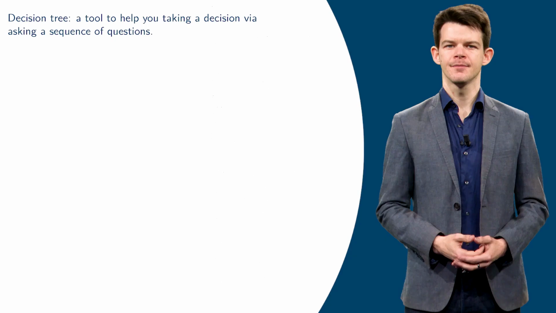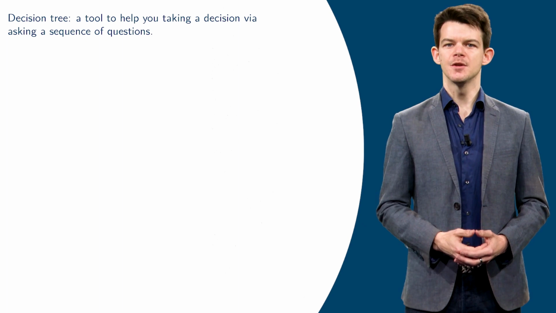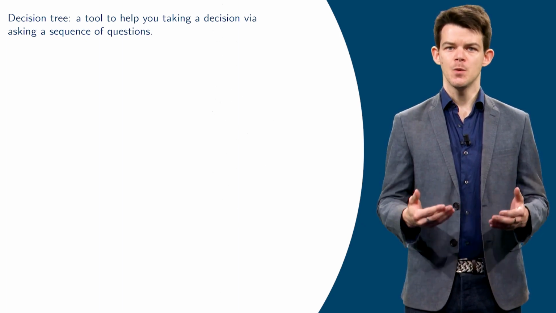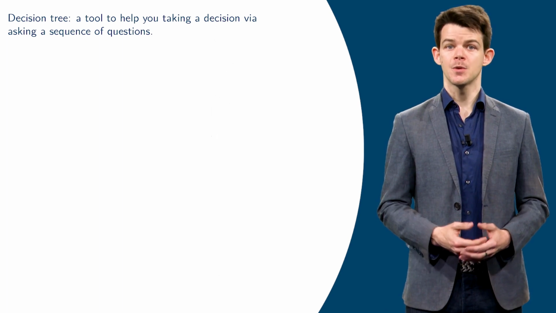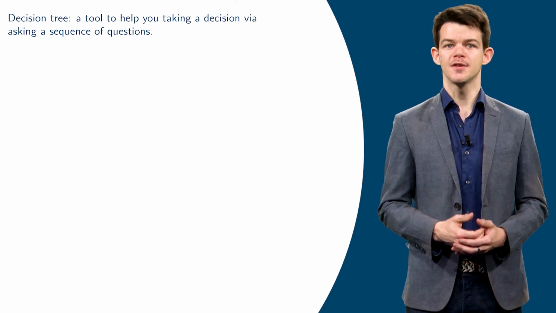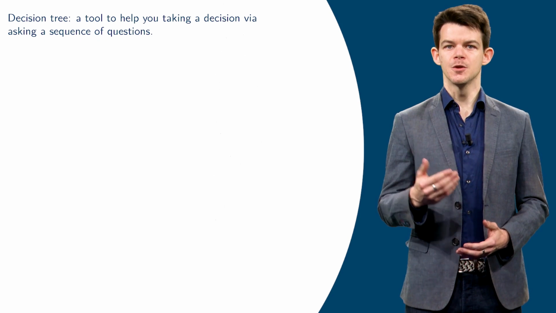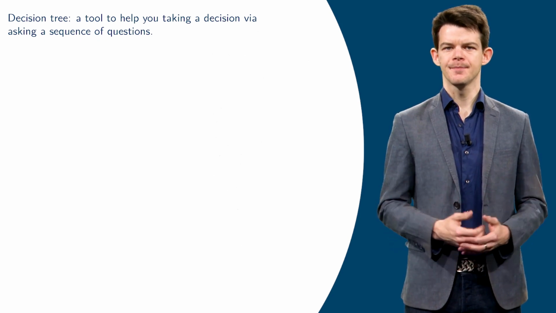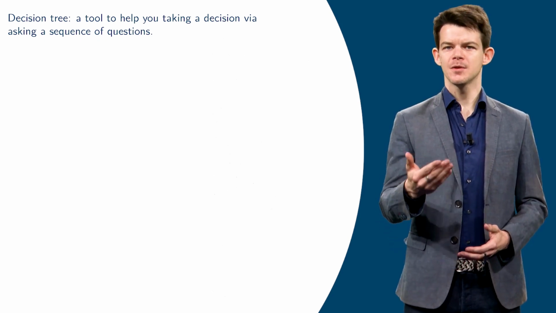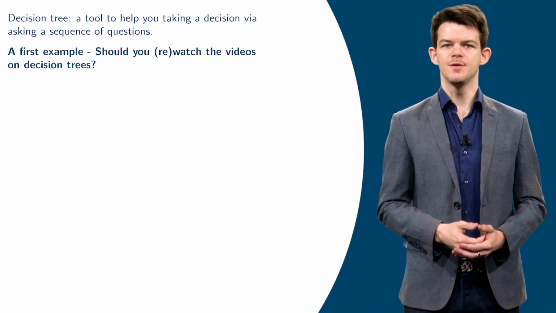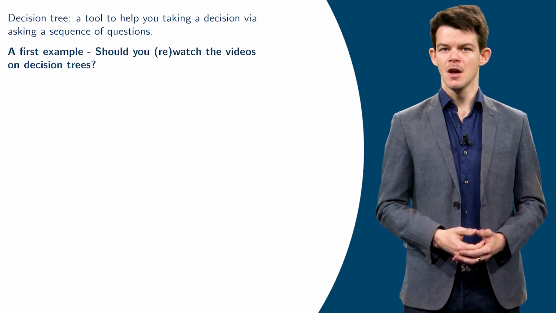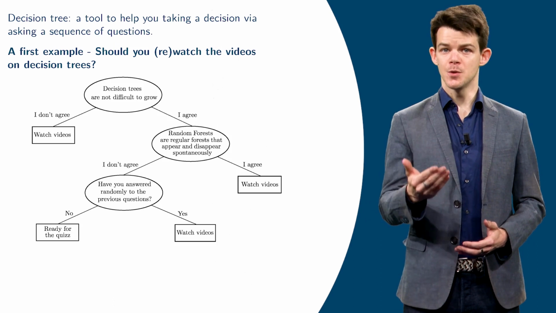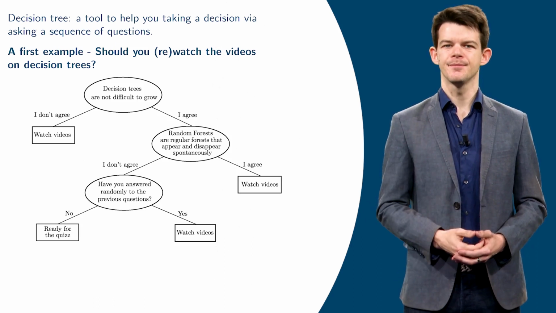First of all, what is a decision tree? In a general sense, a decision tree is a tool that allows you to make a decision by asking a sequence of questions, the choice of each question depending on the set of previous answers. We encounter decision trees in everyday life. For example, you may ask yourself the question, should I watch this video on decision trees? So here is an example of a decision tree to answer that question.